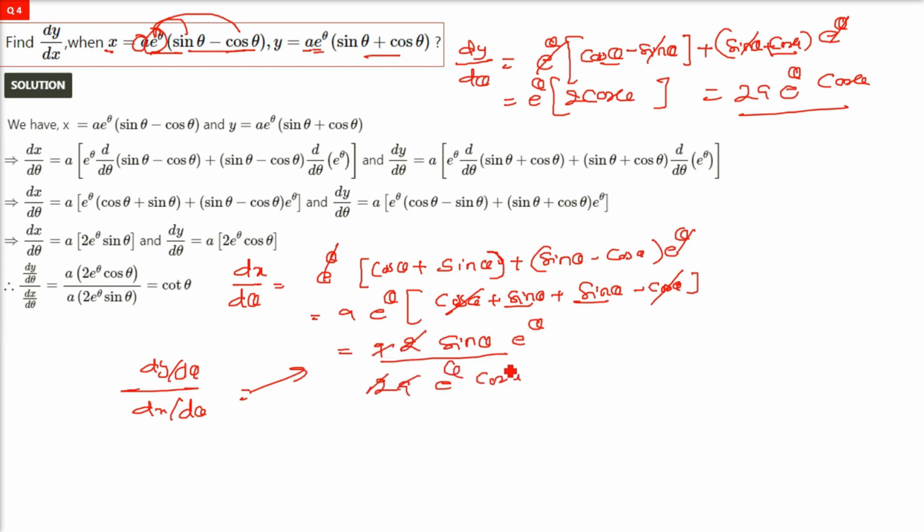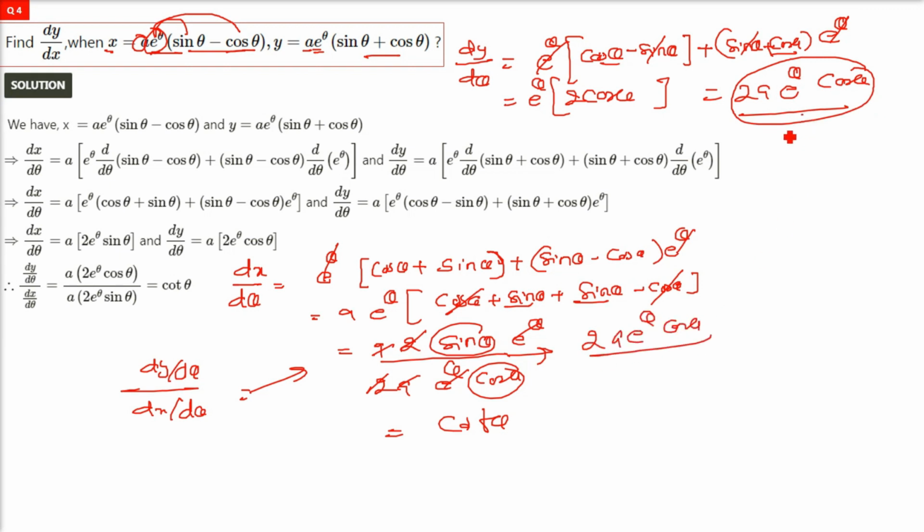So this is the thing which I am not doing correctly. I'll just change it because it has to come as cot theta. As I said, you have to divide this dy by d theta by dx by d theta. Alright, so let us see here. We just have to exchange the numerator and denominator right now. 2a e to the power theta cos theta, and here twice of a e to the power theta sin theta. So you can just cancel these all, and cos theta by sin theta ultimately will give you cot theta. Okay.